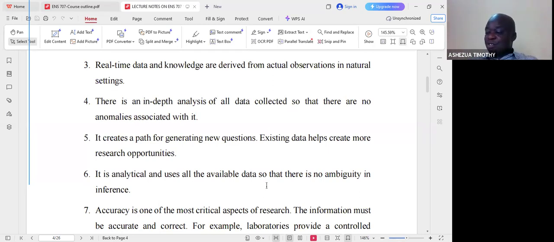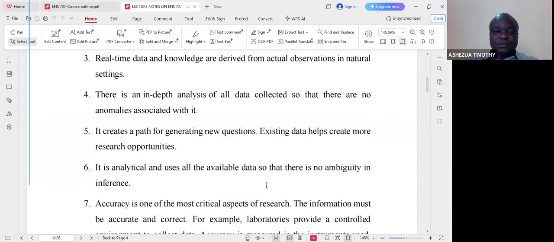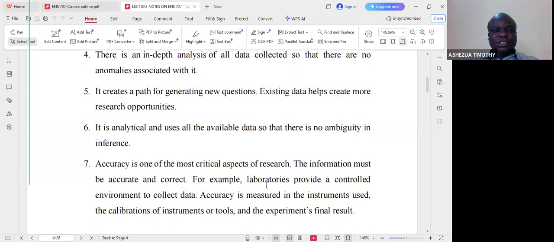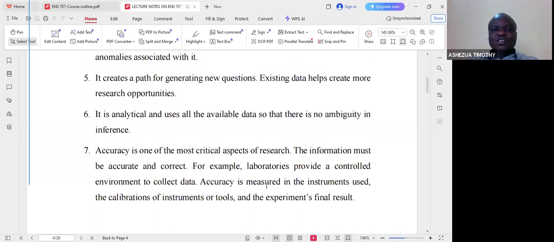Maybe the first day you got 2 kg, the following day you got 4 kg, the third day you just sat in your house and fixed 5 kg, 7 kg. At the end of the day, there will be ambiguities. There will be some inconsistency in the flow of your data, like the end result of the research. So accuracy is one of the most critical aspects of your research. The information must be accurate and correct.